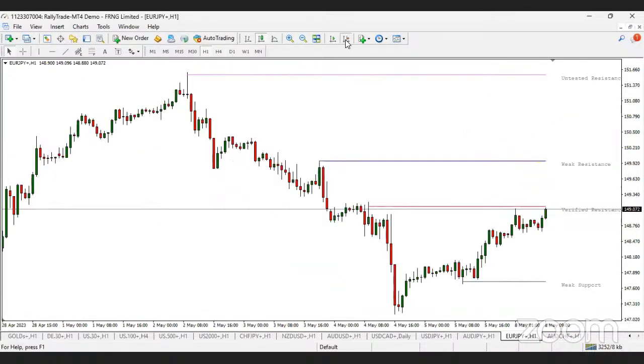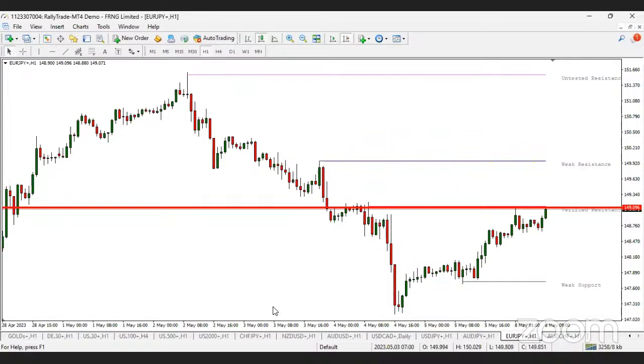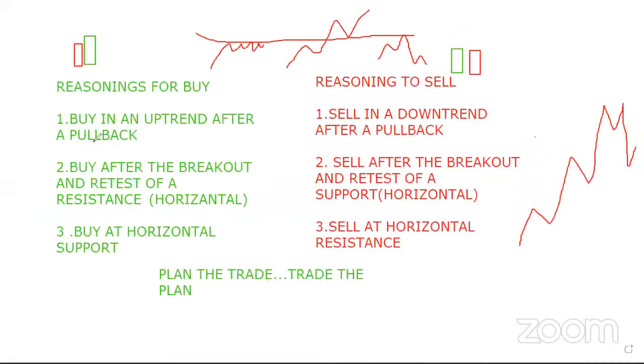On the H1 time frame, we need a reason to buy. Right now on the H1 time frame, price is at this resistance. Anytime we want to buy and price is at resistance, what do we need to wait for? Breakout and retest of the resistance, and then we enter our buy. So EUR/JPY, good for a buy.